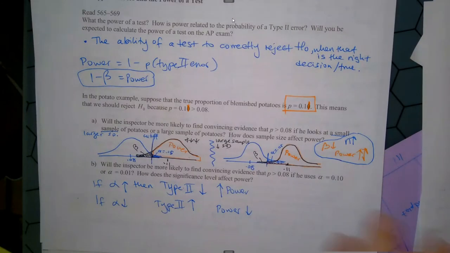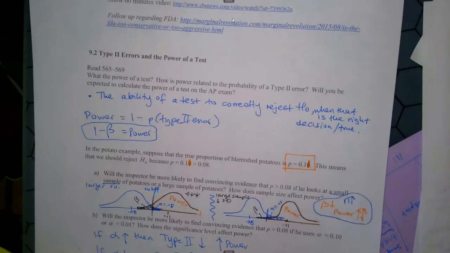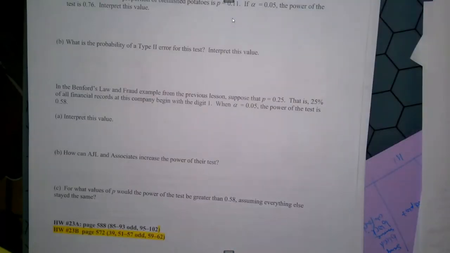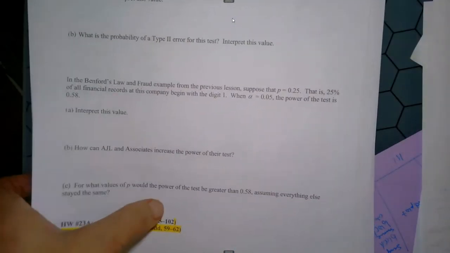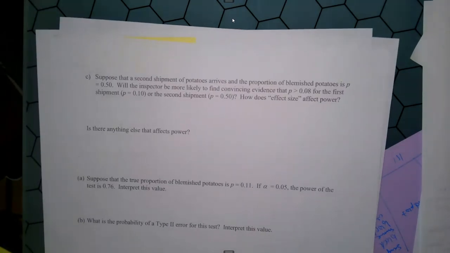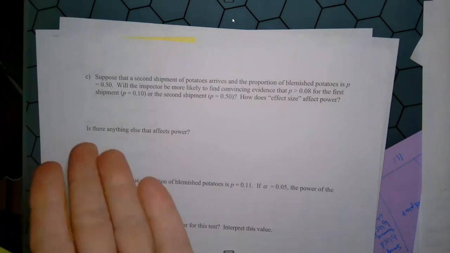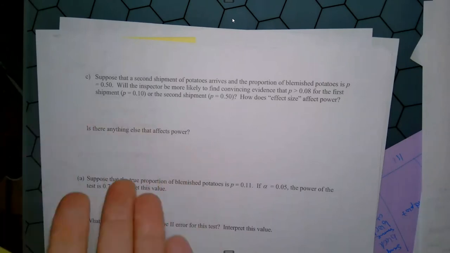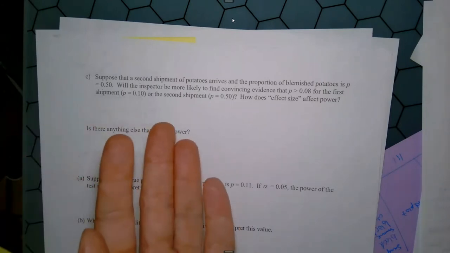Okay, there's one last tool you have for changing your power that is super shady and really never ever going to happen. But let's just talk about it for one moment. The last situation here is that suppose you have a second shipment of potatoes and you magically know that 50% of these potatoes are blemished. So your chance of getting a sample from a 50% blemished truck is going to be much easier to notice that there's too many damaged potatoes in this truck.